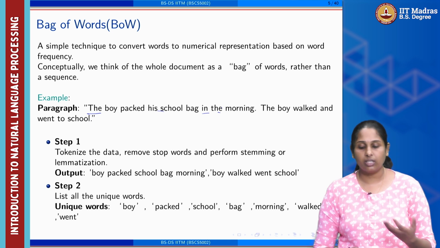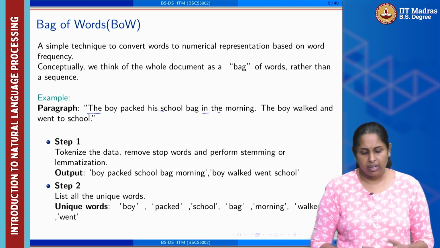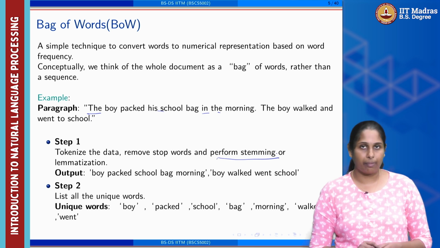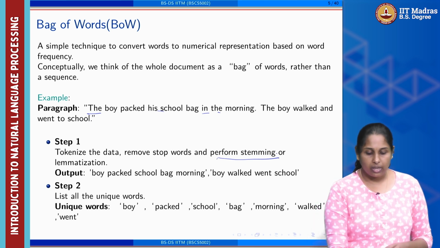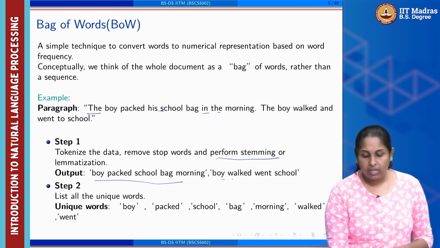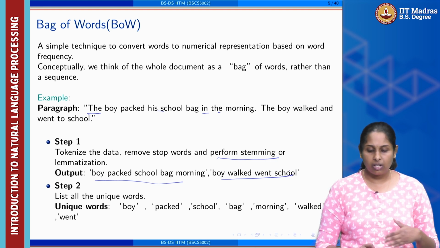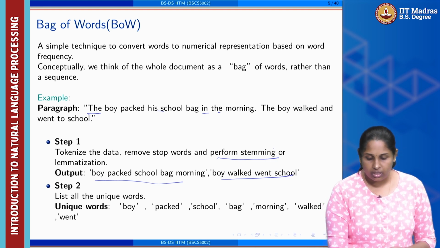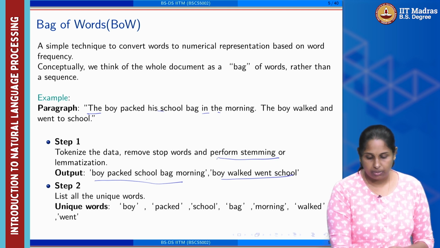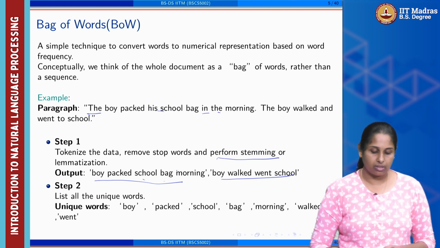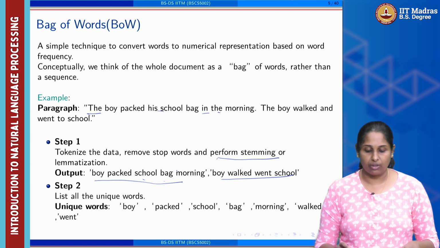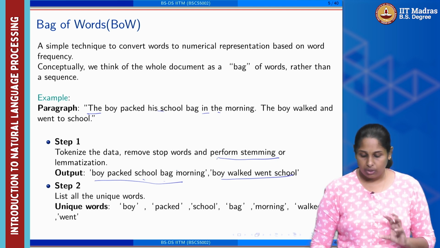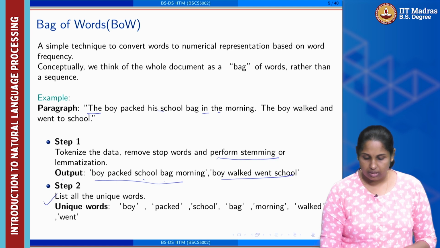Let's say we don't want it for a particular task requirement, we can just remove them, and we can perform stemming and lemmatization on top of it. So, the remaining output that we got is after removing the stop words. Here, no stemming and lemmatization is being done, but we got some words. Now, we have to list all the unique words. If a word occurred multiple times, we just take the unique word out of it. So, that would be step 2.